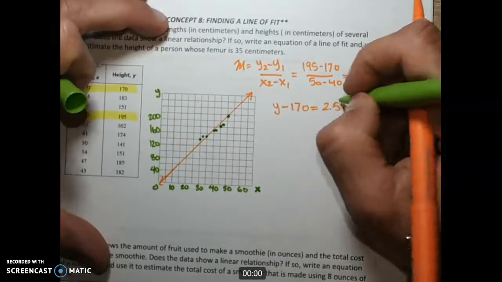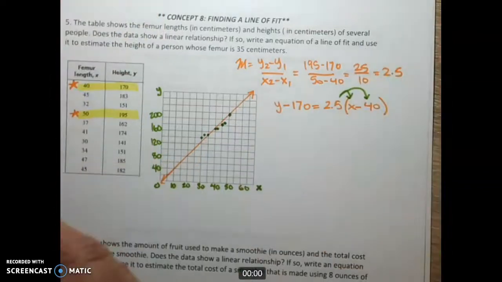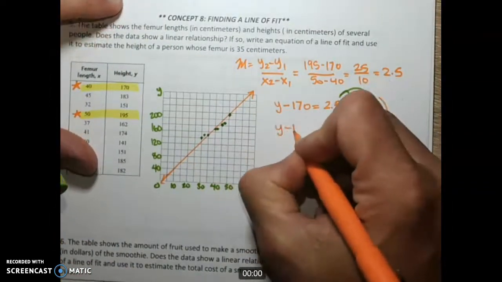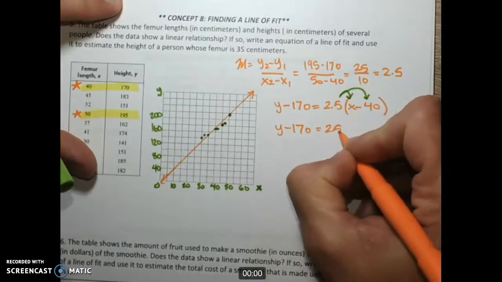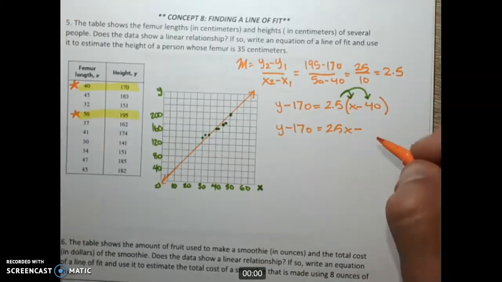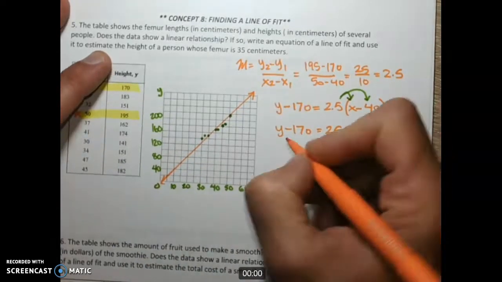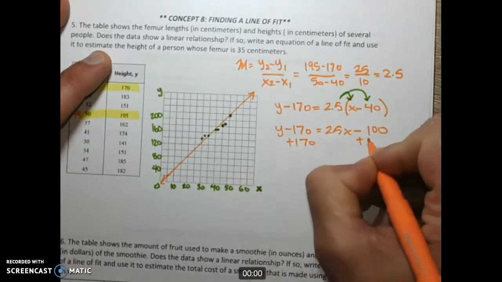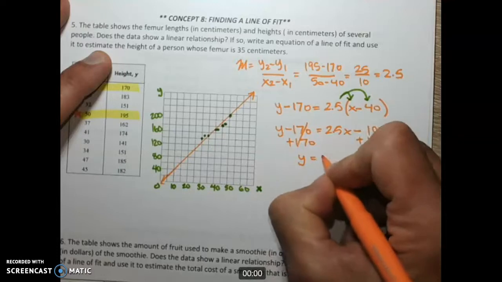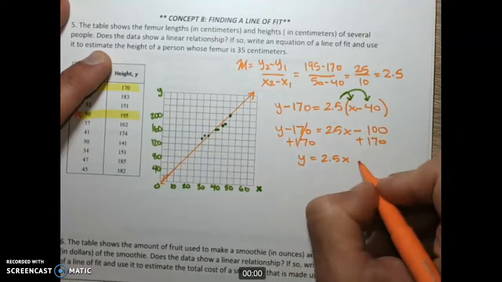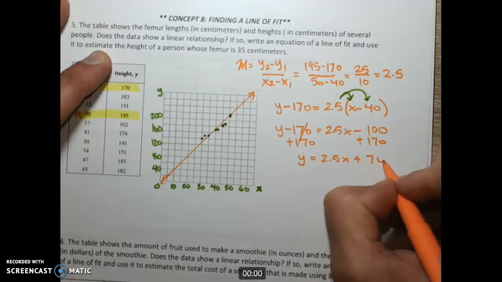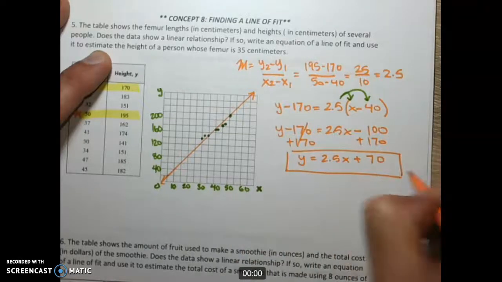Distribute. I get y minus 170 equals 2.5x minus, it's 90, right? Let me just do that real quick. 100. My bad. Alright, then I add 170 to both sides. And y equals 2.5x plus 70. Alright, there's the equation of the line right there.